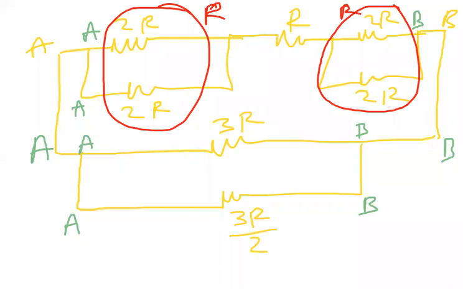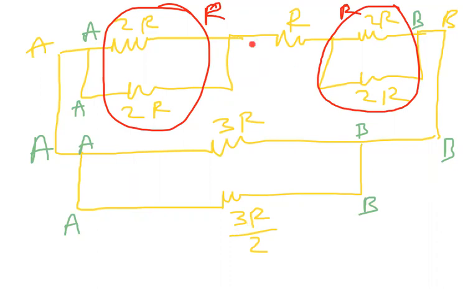I hope you understood how to handle this application now. First, what I did here: these two are in parallel. Again, these two are in parallel. Parallel means 2R by 2, so I got R. 2R parallel, I got 2R by 2, that is R. All three R's are in series, so 3R by 2.